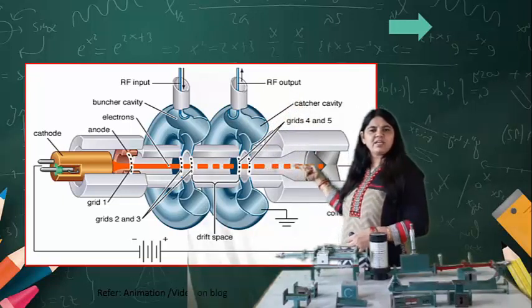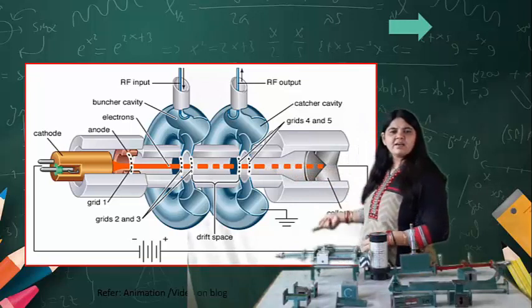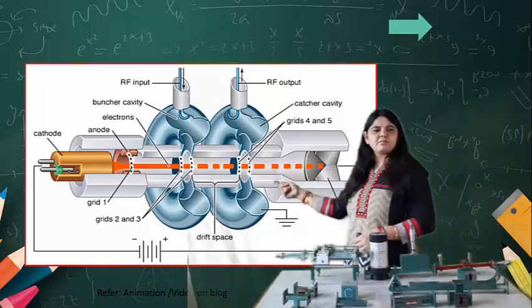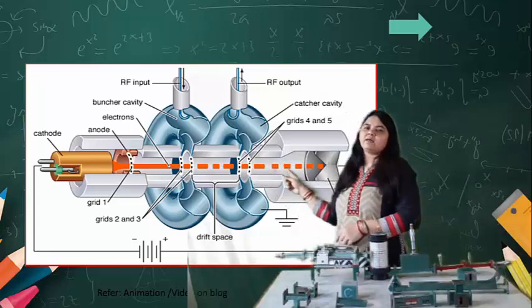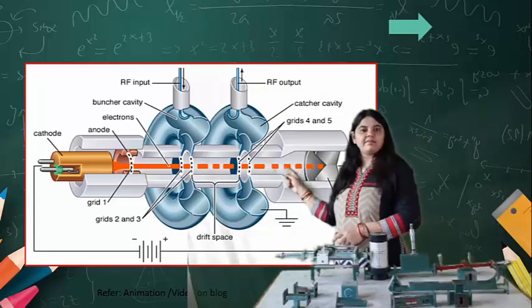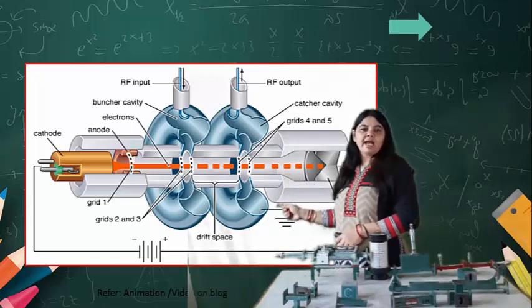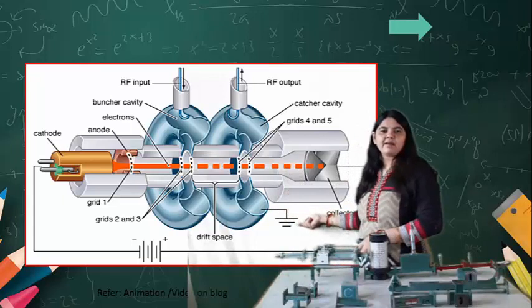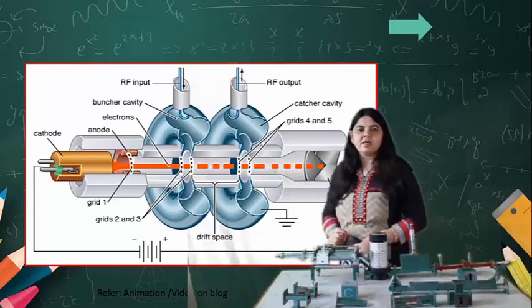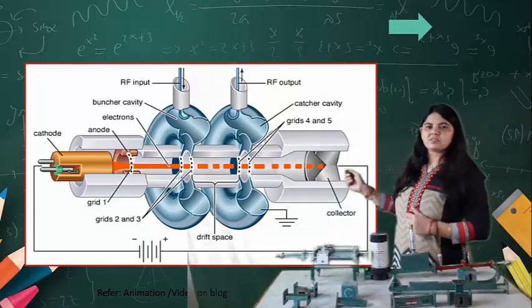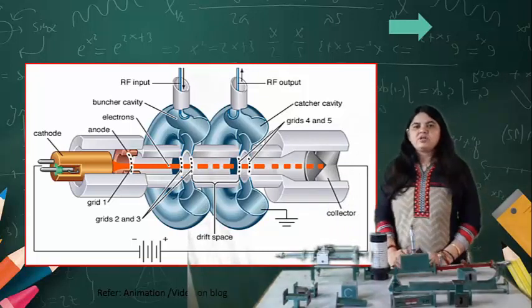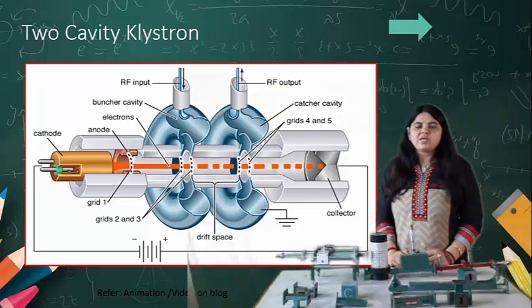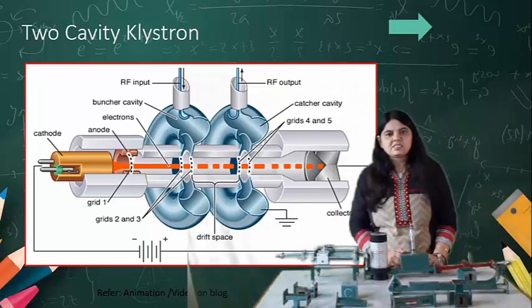Now the bunch of electrons which is traveling, there is a space between the buncher cavity and the catcher cavity. What is it? It's a drift space. And this cavity is connected with the ground. So this is the structure of the klystron tube. So we can consider this a two-cavity klystron.